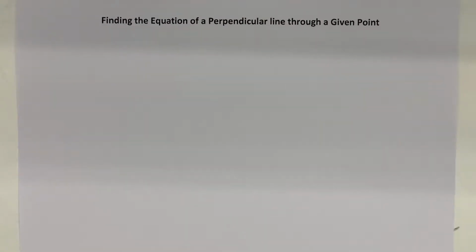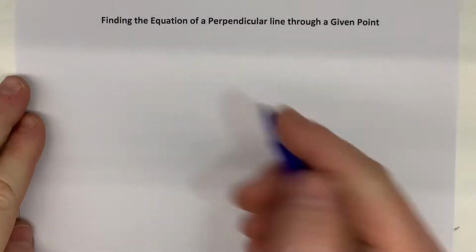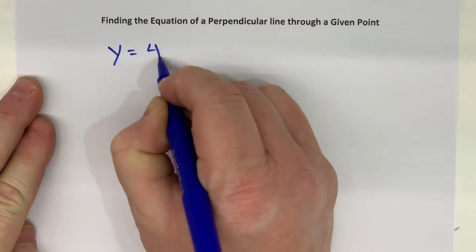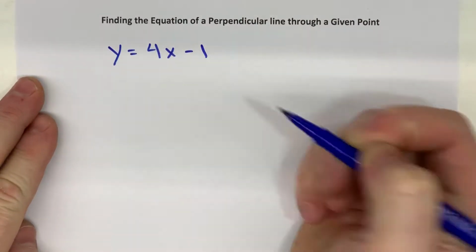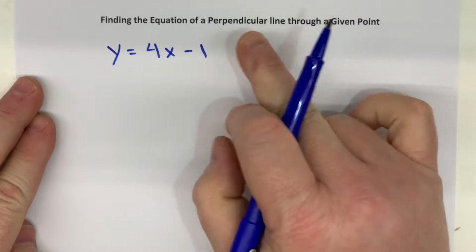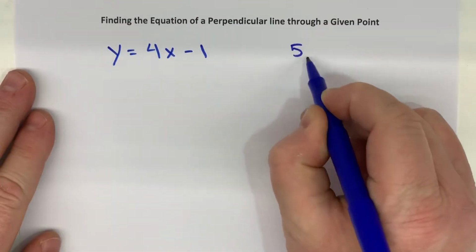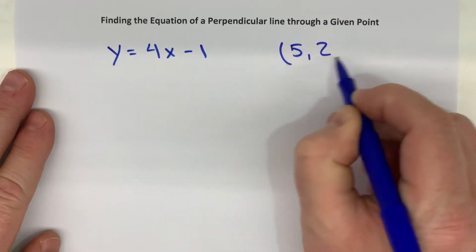All right, finding the equation of a perpendicular line through a given point. So I'm going to start off with an equation. Let's say we had an equation for a line that was y equals 4x minus 1, and I wanted to find the line perpendicular to this one that went through the point (5, 2).